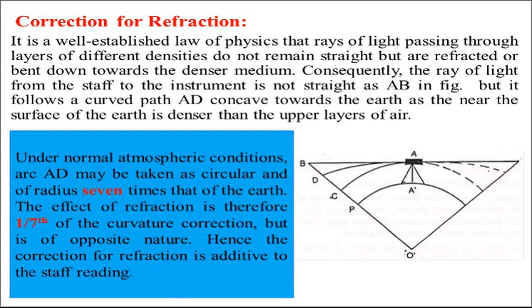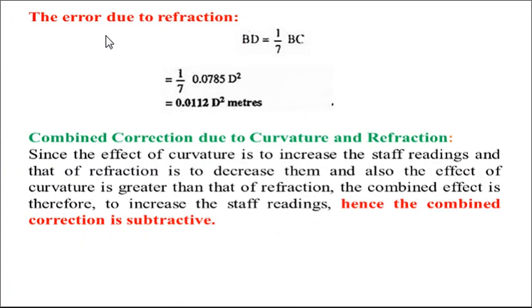Next slide. The error due to refraction is equal to BD, which is equal to 1/7 of BC. BC is nothing but the curvature correction. So 1/7 of curvature correction is 1/7 of 0.0785 into d square. Finally, refraction correction is equal to 0.0112 d square meters.